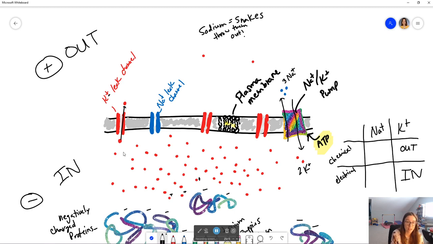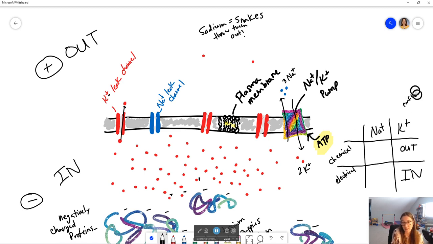Chemically it wants to move down its concentration gradient to the outside of the cell, but electrically it kind of wants to stay in, because it is a positive cation and it wants to stay in the negatively charged interior of the cell. So potassium is a little conflicted.